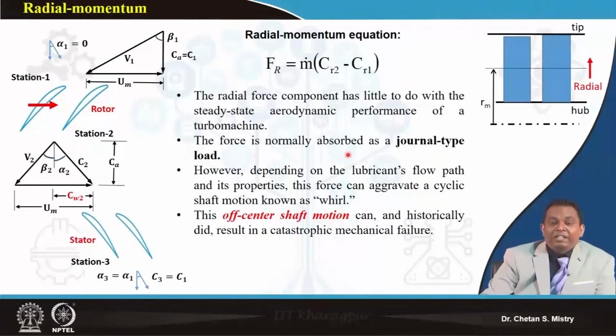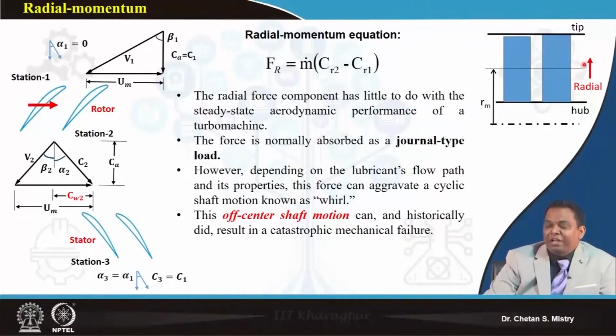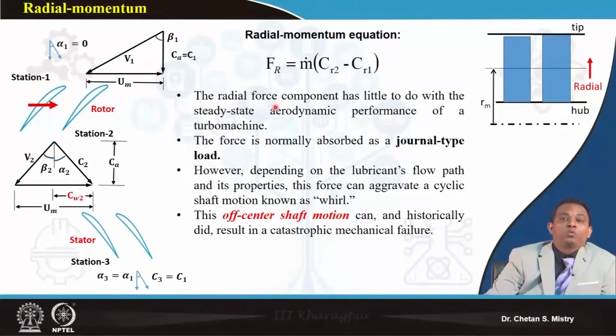Next we have the radial component, which represents the radial direction. My radial momentum is given by m dot into Cr2 minus Cr1. This radial force has nothing to do with the steady state aerodynamics of the compressor, and mainly a journal kind of bearing will take care of this situation.